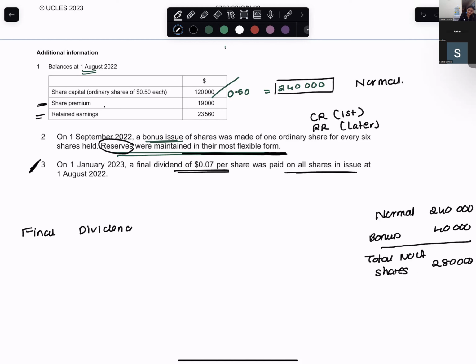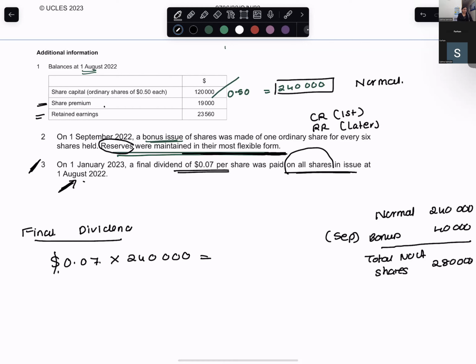So you will give final dividend on how many shares? On all shares that were in issue till 1st August. Bonus is issued when? Bonus issue on 1st September. So shares that were in issue till 1st August is how much? It's going to be 240,000 into 0.07. So this will become how much? Which will become 16,800.